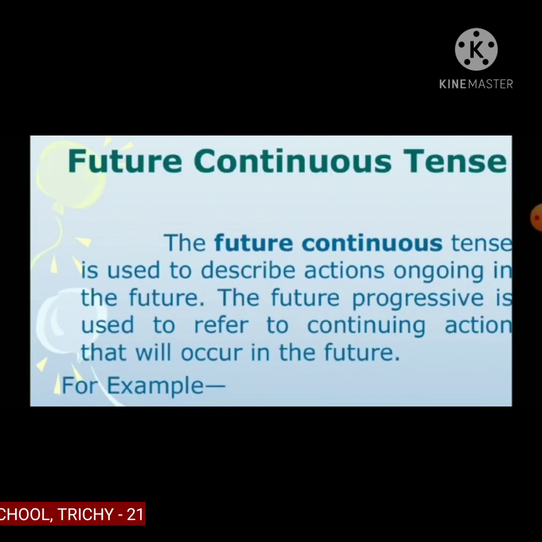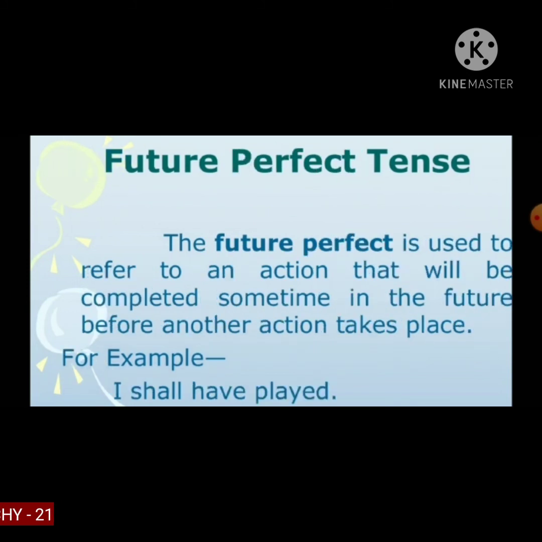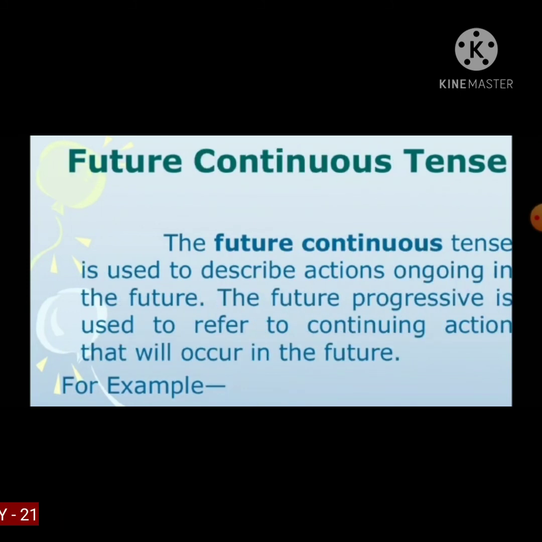This is future continuous. Future continuous tense is used to describe action ongoing in the future. The future progressive is used to refer to continuing action that will occur in the future. For example, I will be listening to the class, I will be playing cricket. Will be plus verb ing, because whenever we use continuous form, it is verb plus ing. We know that.